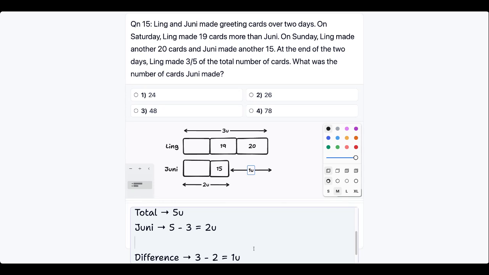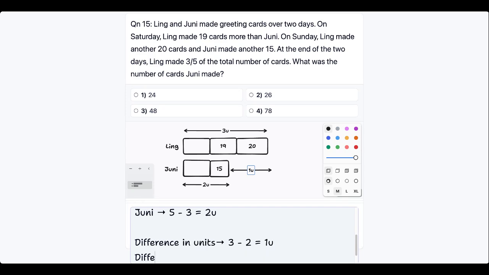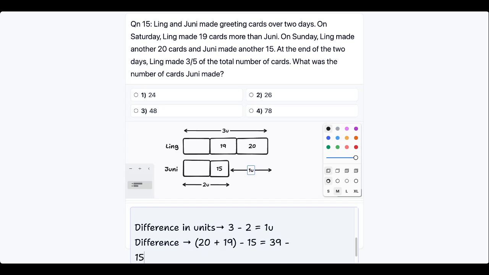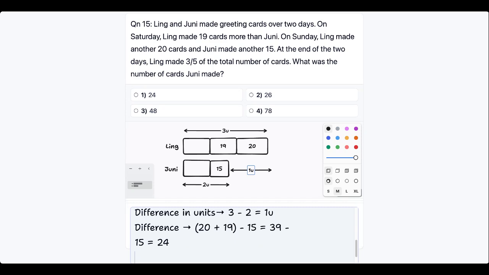And then the difference in units. So what about the difference? The difference is basically 20 plus 19, minus 15 for Junie, which is equal to 39 minus 15, which is equal to 24. Okay, so now we know that 1 unit is 24.